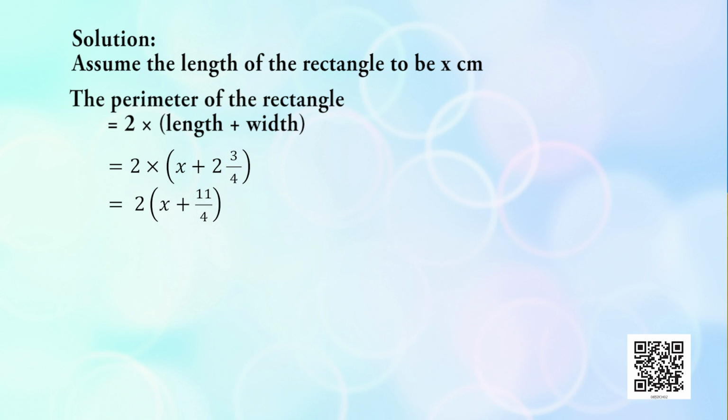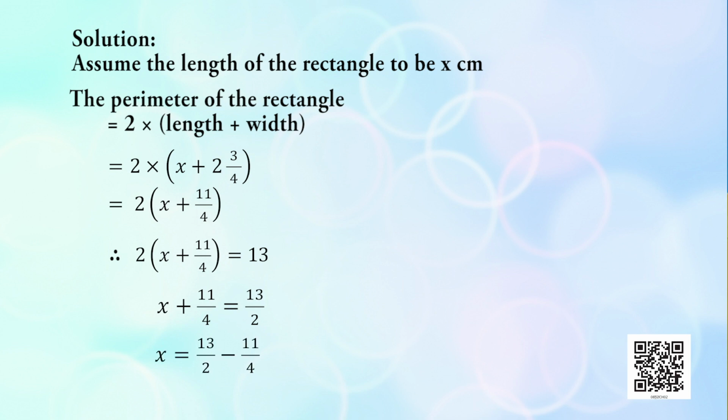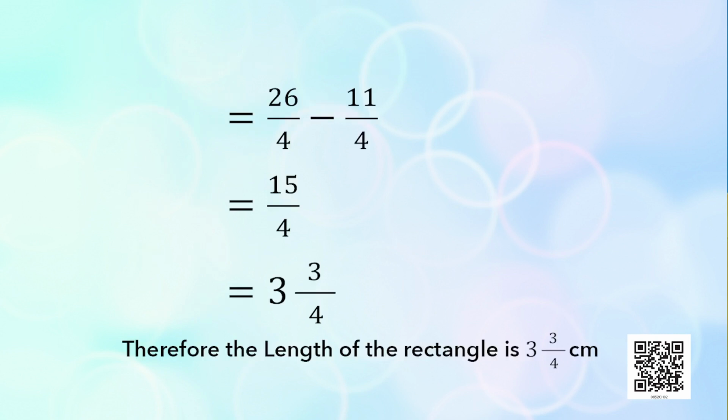We get 2 times x plus 11/4 is equal to 13. So, if you cross multiply 2, it becomes x plus 11/4 is equal to 13/2. If you transpose 11/4 on the RHS side, it becomes x is equal to 13/2 minus 11/4. If you subtract these two things, you will get 15/4, that can be written as 3 3/4. Therefore, the length of the rectangle is 3 3/4 centimeter.